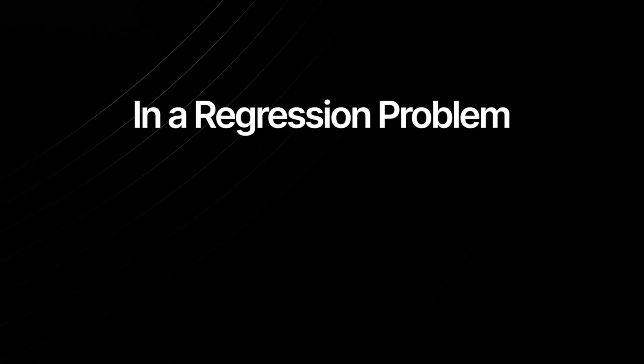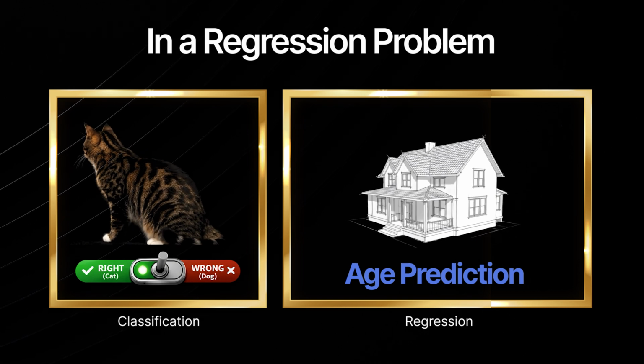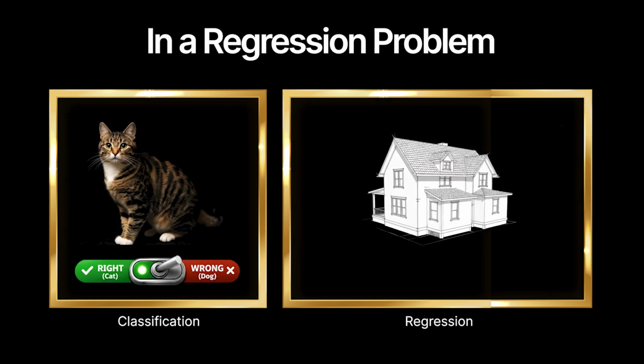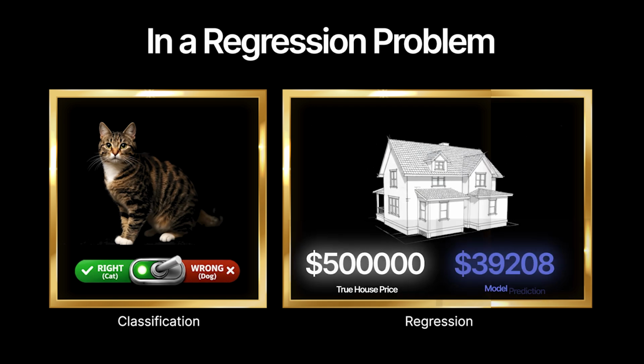In a regression problem, your AI predicts a number, not a category. How do you measure how good your model is when it predicts a number? If you build a model to predict house prices and the model is wrong, how wrong is it?